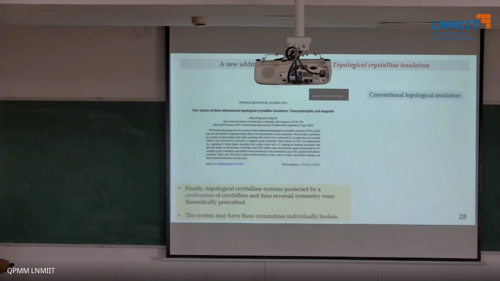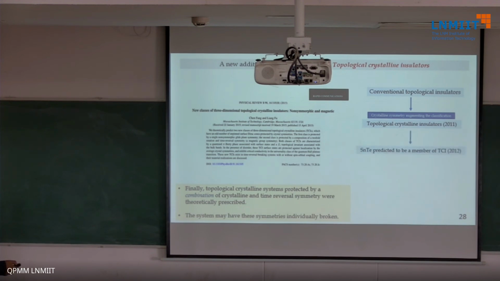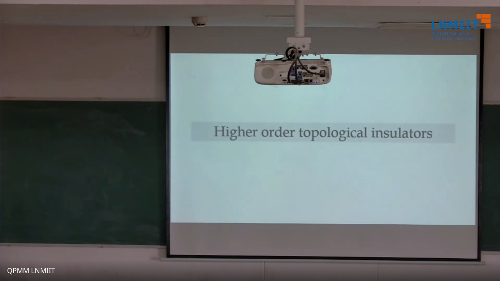So there are conventional topological insulators. Then there are topological crystalline insulators that came in 2011. Then there is tin telluride in 2012 as a topological crystalline insulator. A new class of 3D crystalline insulator in 2015. And these higher order topological insulators, which are a subclass of topological crystalline insulators, in 2018.